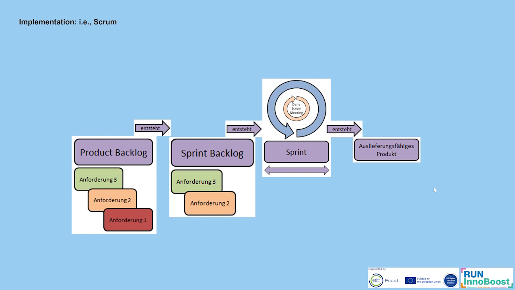Once these items are defined, you go into the sprint. The sprint is explicitly about the implementation of a requirement, for example the IT infrastructure, and in daily meetings, you define the to-dos for the task.